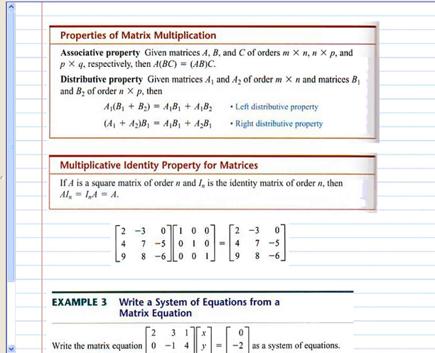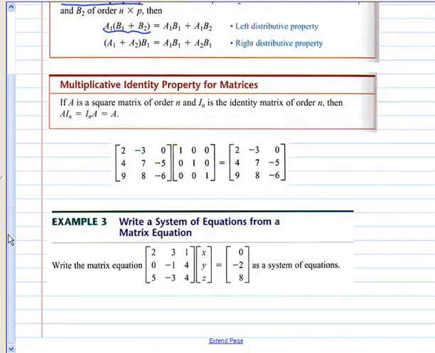They're square. That's why we call them square matrices. So some properties of matrix multiplication. The associative property works, so we can associate them differently. The distributive property works. We can distribute them from the left or the right side.